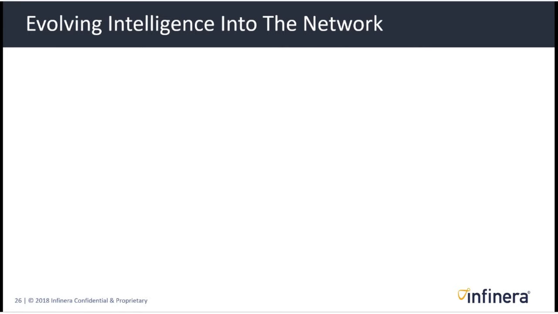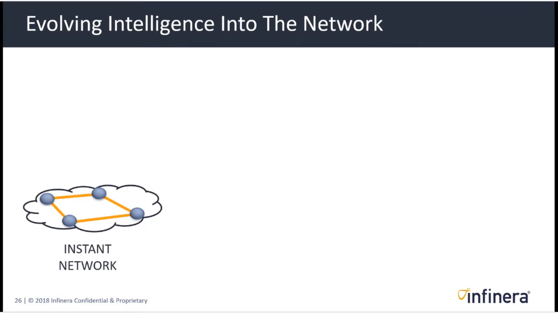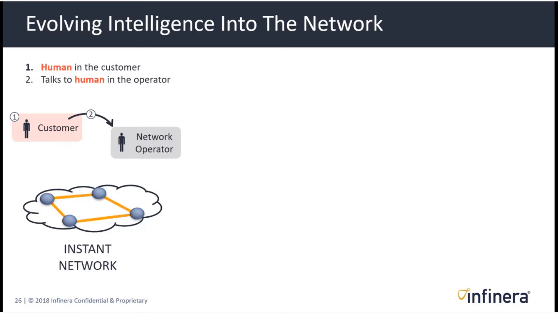Every customer will be different, but let me outline 3 obvious phases of how we could apply intelligence into the network. So let's start with an Infinera network that delivers the unique instant network capability I just described. There'll be a network operator, and they'll be responding to service demands from a customer. Now, these could be 2 different companies, or they could be different departments in the same company. To create a new service, a human in the customer talks to a human in the network operator, who will then generate the capacity change in the network.